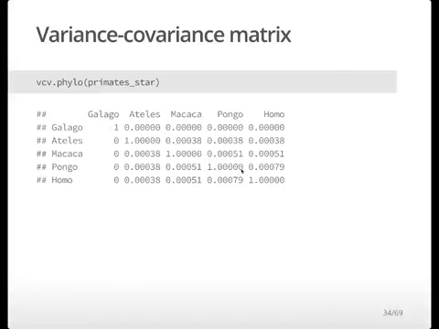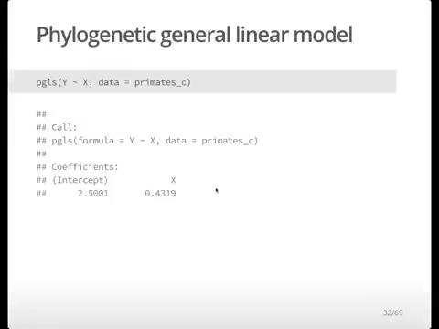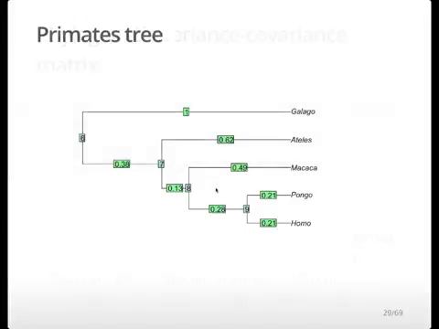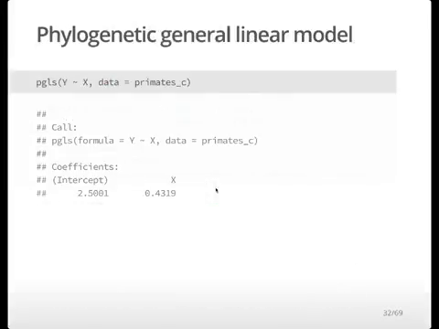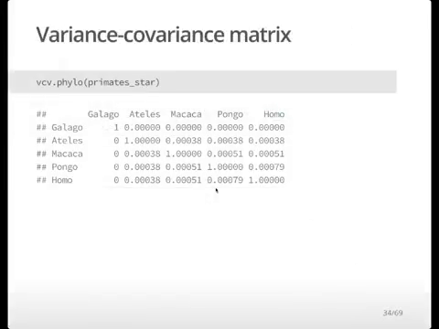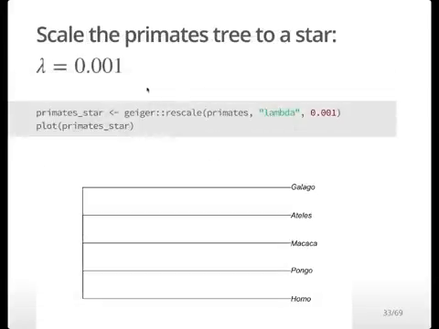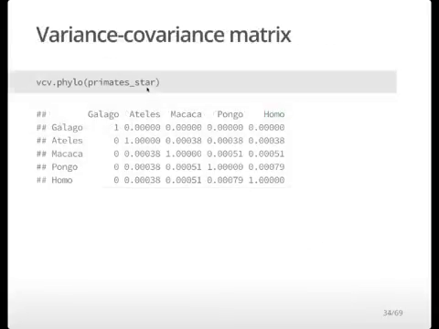All right, so we're going to have 1 down the diagonals because they all still have a height of 1. But these off diagonals are all very small values. And they're actually very small values in a very particular way. If we go back and look at our original tree, we had 0.38, 0.51, 0.79. And now we have 0.00038, 0.00051, 0.00079. We have simply divided through by 0.001. And that's all the lambda transformation does. It literally divides through by lambda.